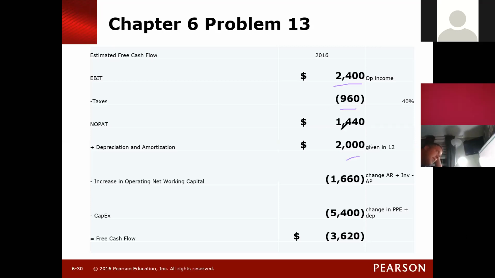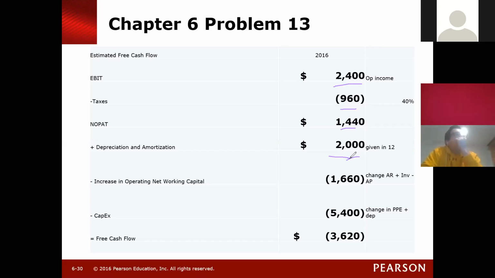Okay, so we have our NOPAT number of 1440, our EBIT minus our taxes, add in our depreciation. Now we have to look at our working capital accounts. And so that is your accounts receivable plus your inventories, your short-term assets, minus your accounts payable. That's your net working capital. So in problem 7-6, we see that our accounts receivable were 6,000. Our inventories were 9,500. So we add that together, that's 15,500. And we subtract out our accounts payable of 7,200 to get to net working capital of 8,300 in 2015.